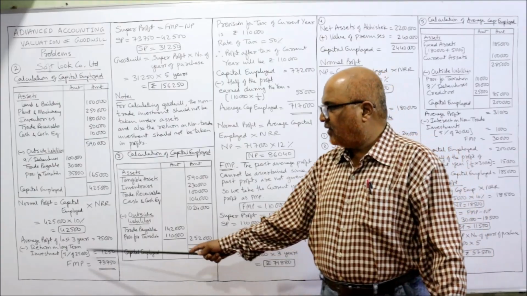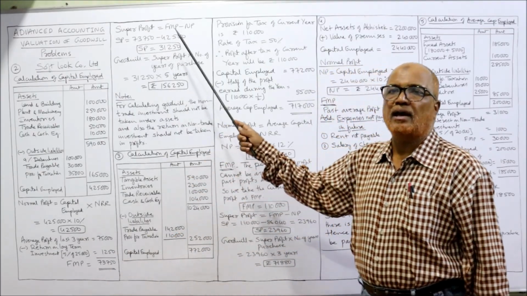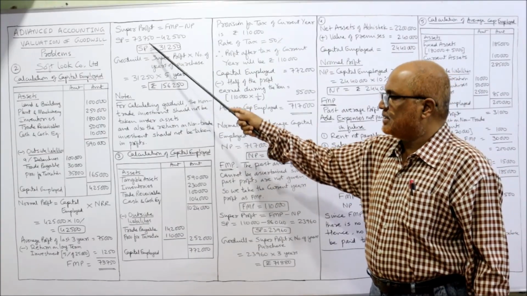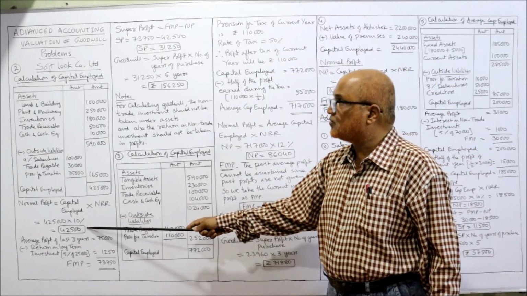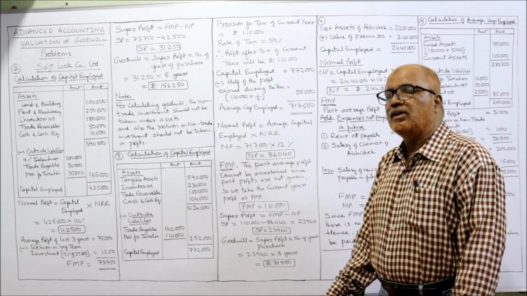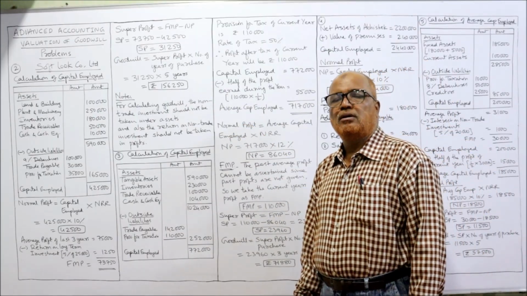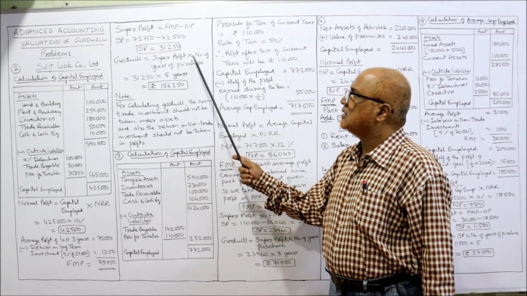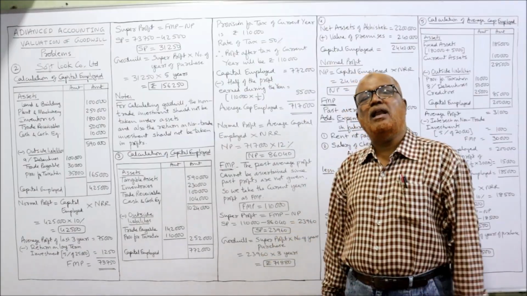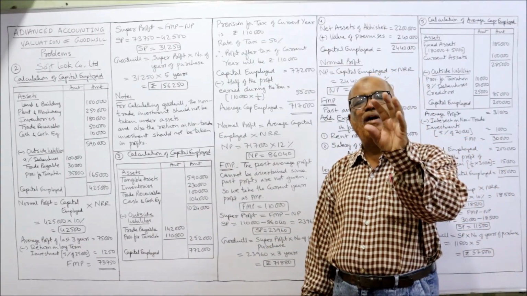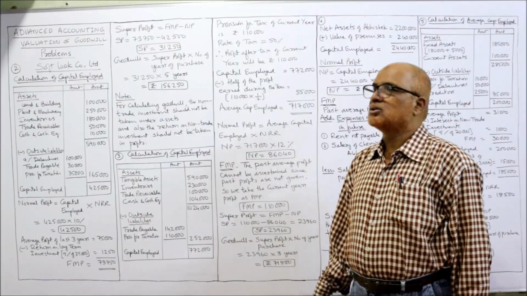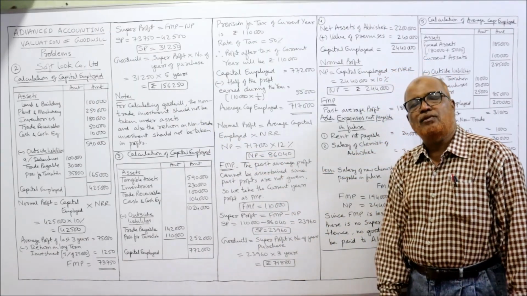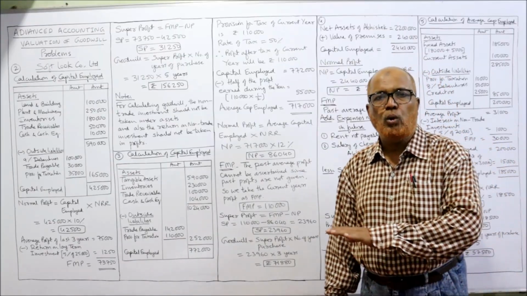So we got FMP, we got NP, so easily we can calculate super profit. FMP minus NP: FMP is 73,750 and NP is 42,500. So 31,250 is the super profit. Now goodwill is equal to super profit into number of years of purchase. Here number of years of purchase is given in the last line: goodwill should be calculated at 5 years purchase. So multiply by 5. 31,250 into 5, 1,56,250 is the value of goodwill. That's all.